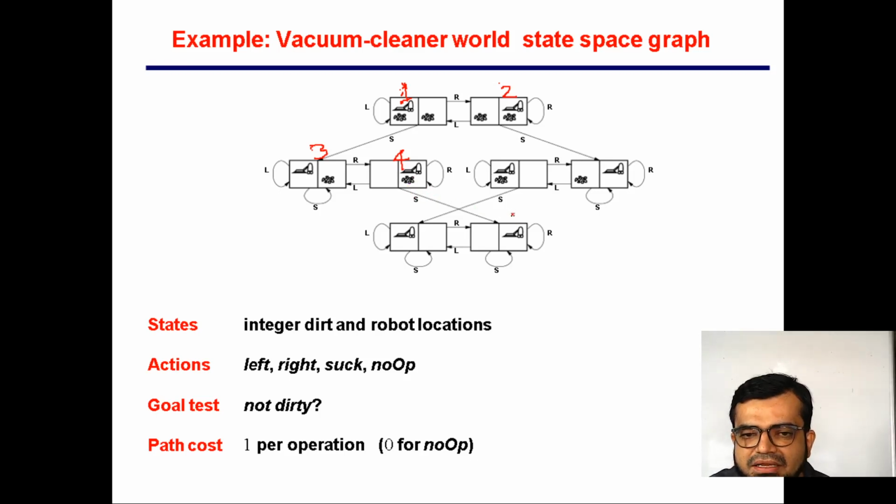I am just assuming this next state as the fifth state. So in the fifth state, what happens? As soon as I perform the suck operation, again there is no dirt in this location. And if you see, 1, 2, 3, 4, 5 are actually the states, the number of states.